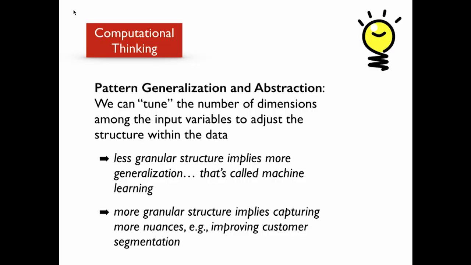In terms of computational thinking, there's a kind of pattern generalization here. We can basically take and tune the number of dimensions from our input variable space, adjust it down to where we can actually view the structure in the data. So when we tune the dimensionality, if you will, a less granular structure implies more generalization. And that really is, in a nutshell, machine learning. Being able to generalize from a lot of data into fairly consistent patterns that you can use to predict events in the future, that's machine learning.